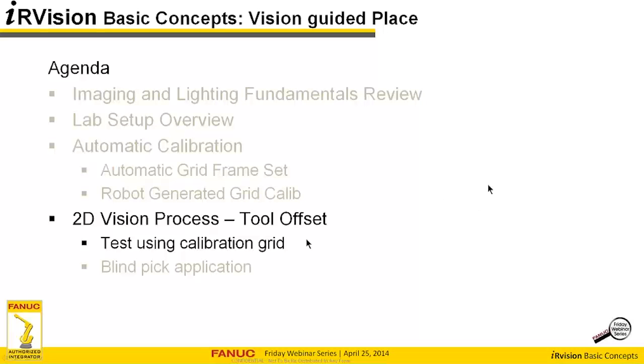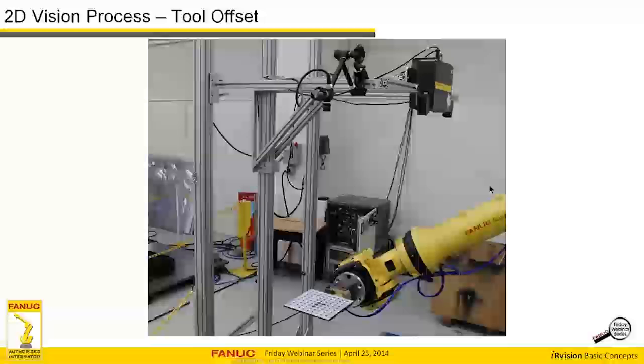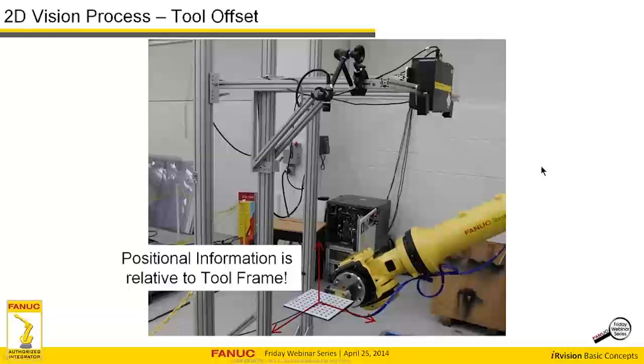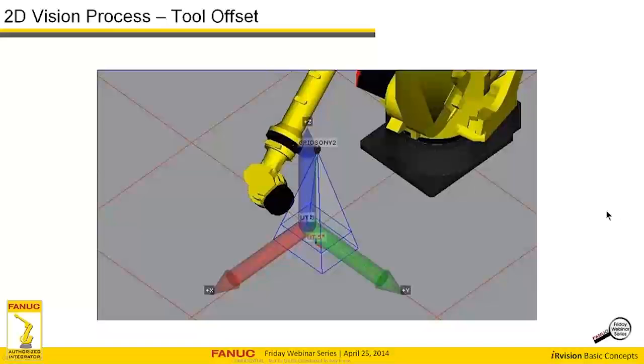The first one we're going to do is test it using the calibration grid. So we're going to use our calibration grid here, and we're just going to teach a pattern to it, again using our center L because it's a nice target. The key thing to remember when you're doing a tool offset is that all the positional information is relative to the tool frame, not the application user frame. And there's a little screenshot from our 4D display, which is very handy with iRVision. If we get a chance toward the end, I'll pull it up and show you.